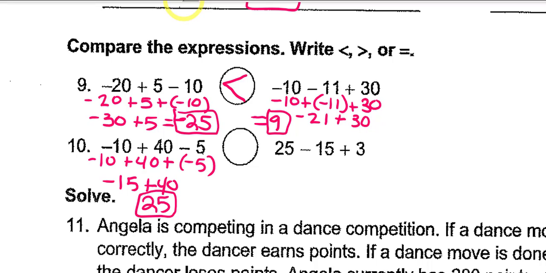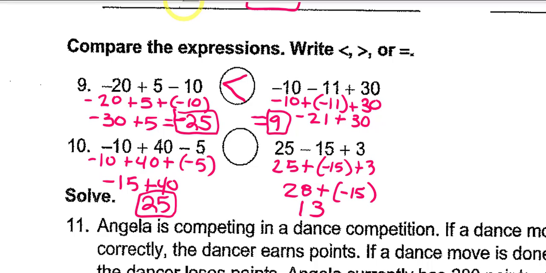This side here, I'm going to do the same thing. The 25 and the 3 are both positive. So if I add 25 plus 3, that's going to give me 28. Plus this negative 15 is still there. Now my signs are different. Subtract them. 28 minus 15 is going to give me 13. And it's positive because the 28 is positive. So the two numbers I'm comparing are 25 and 13. 25 is the larger value. It's greater than.